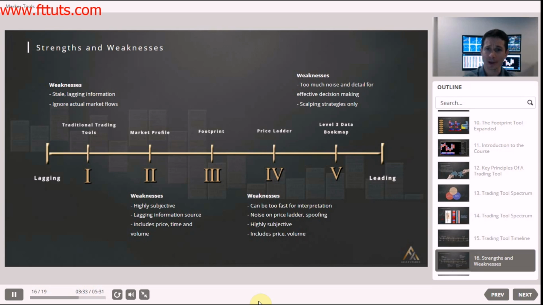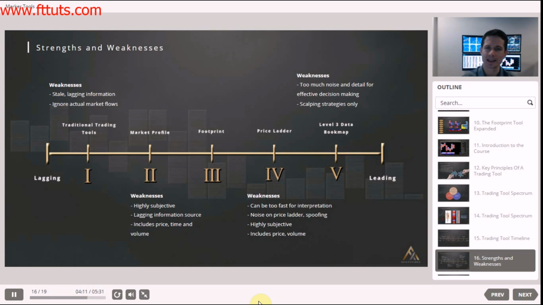Obviously, there is a lot of noise that comes with the price ladder and a lot of spoofing that occurs between all the computer programs. And again, the price ladder can be highly subjective, in a sense where one trader might say, oh, can you see all that buying? Where another trader says, well, yeah, that's being absorbed by sellers. So it can be a highly subjective trading tool as well. And again, the price ladder only includes price and volume. So it doesn't include any kind of relative changes. It doesn't include any kind of snapshots or summarized version of what's effectively occurring on the price ladder.